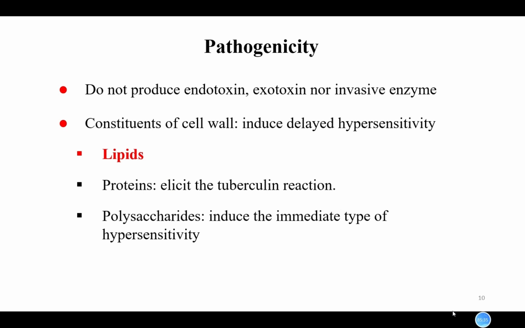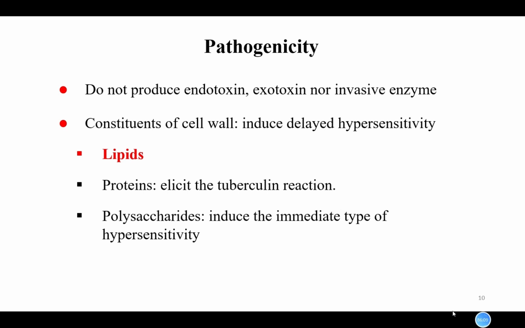Tuberculosis does not produce endotoxin, they do not produce exotoxin, and also they do not produce invasive enzyme. Sounds like they are not dangerous, but actually tuberculosis is one of the most dangerous pathogens in history. Before the invention of specific medicine, tuberculosis was named the white cancer. It killed a lot of people in history.